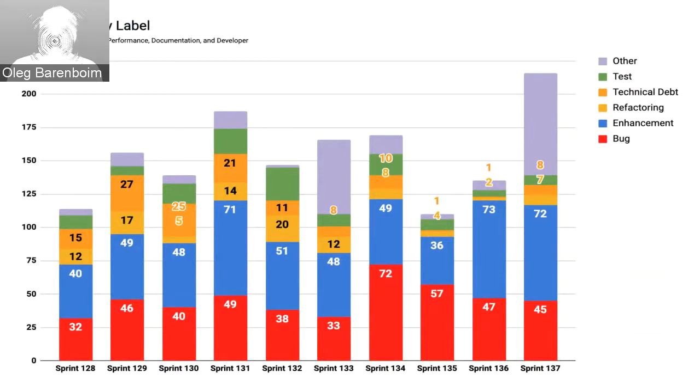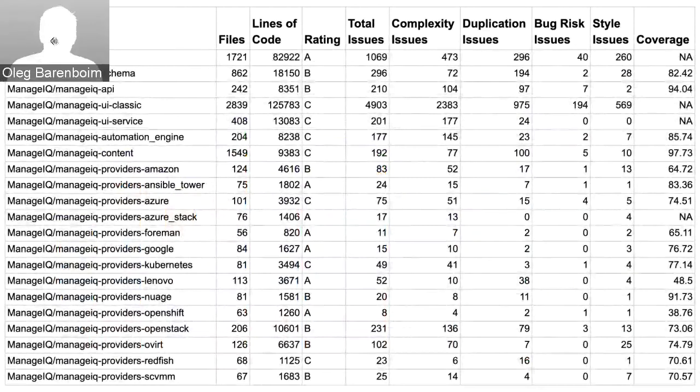And you see that also reflected here in this slide of closed PRs by label. However, the enhancements to bug ratio remained roughly the same. Here's a chart of all of the core repositories and their health status. We're still working on making this a little bit more integrated and automated so we can actually see the differences between sprints.